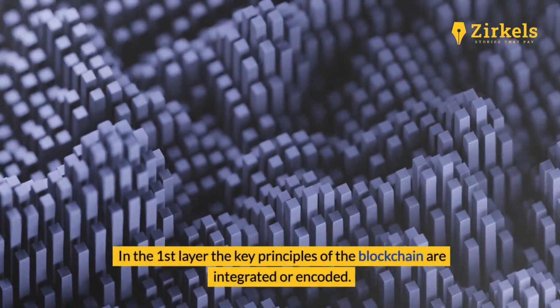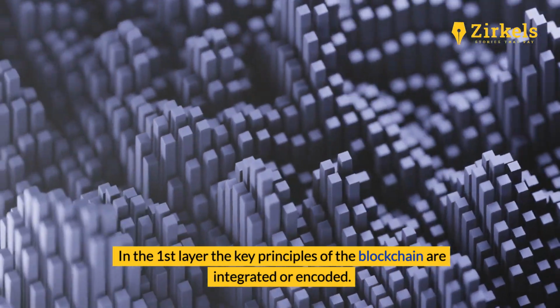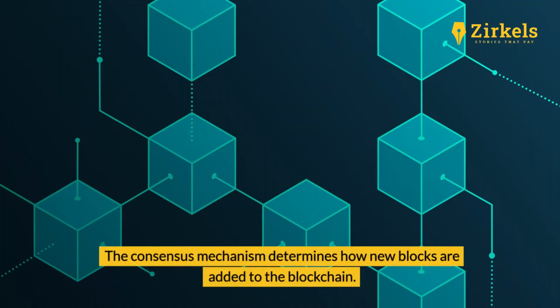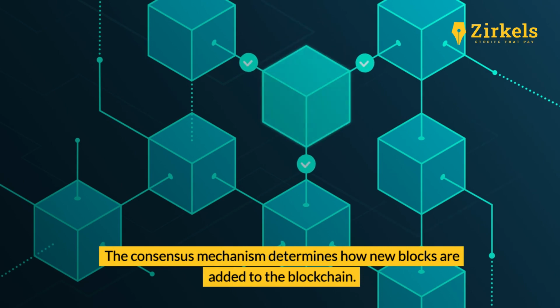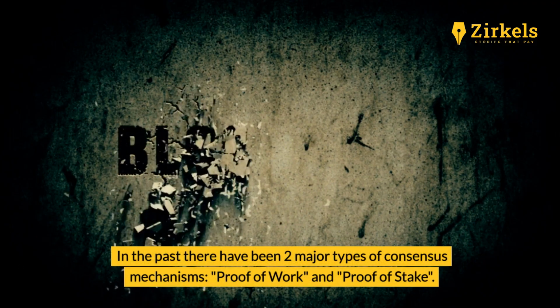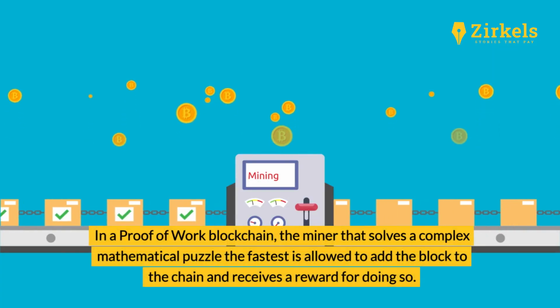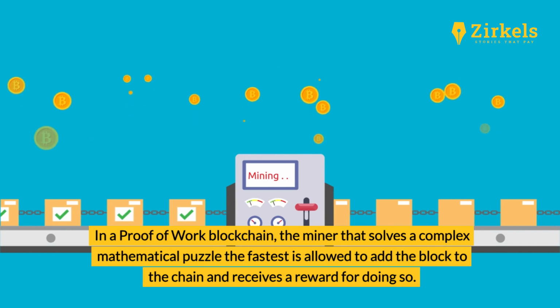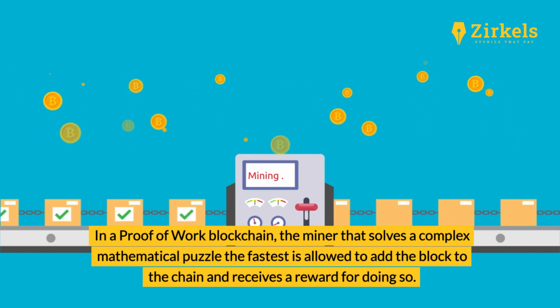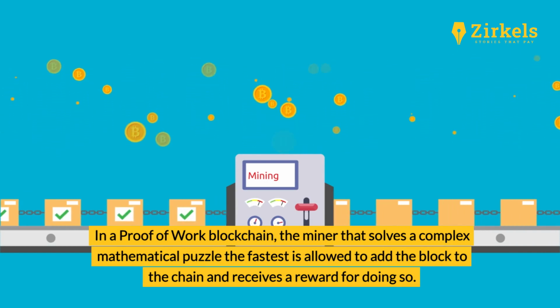In the first layer, the key principles of the blockchain are integrated or encoded. The consensus mechanism determines how new blocks are added to the blockchain. In the past, there have been 2 major types of consensus mechanisms: proof of work and proof of stake. In a proof of work blockchain, the miner that solves a complex mathematical puzzle the fastest is allowed to add the block to the chain and receives a reward for doing so.